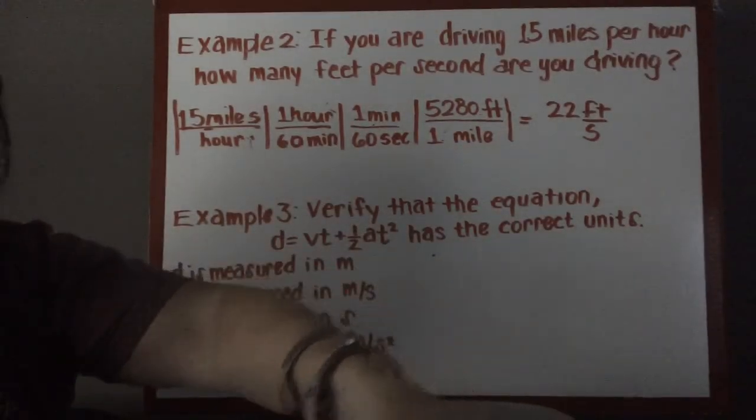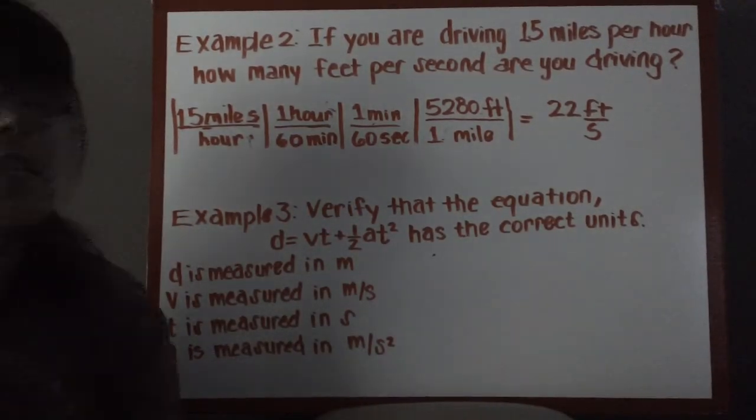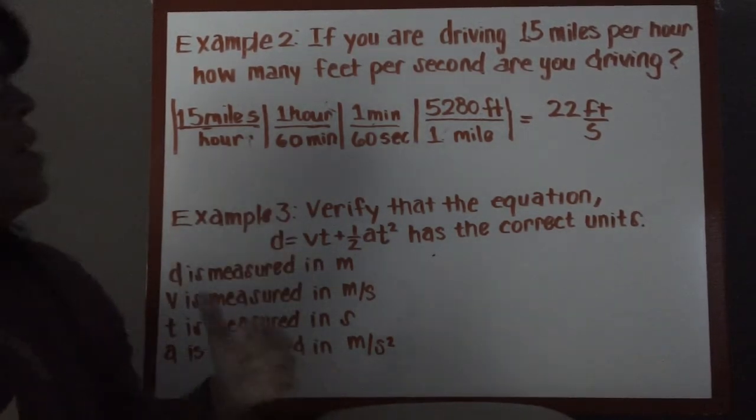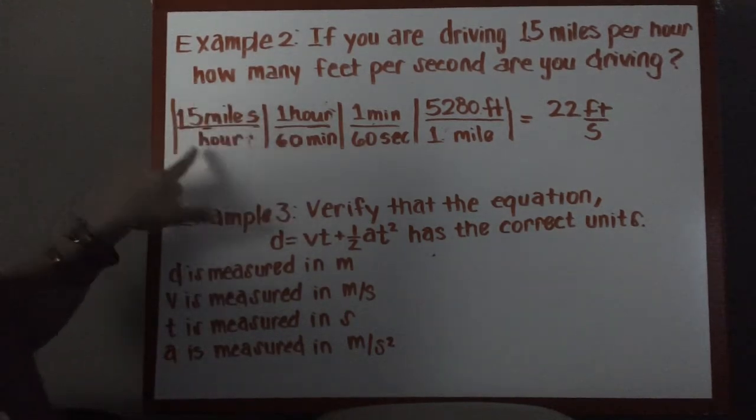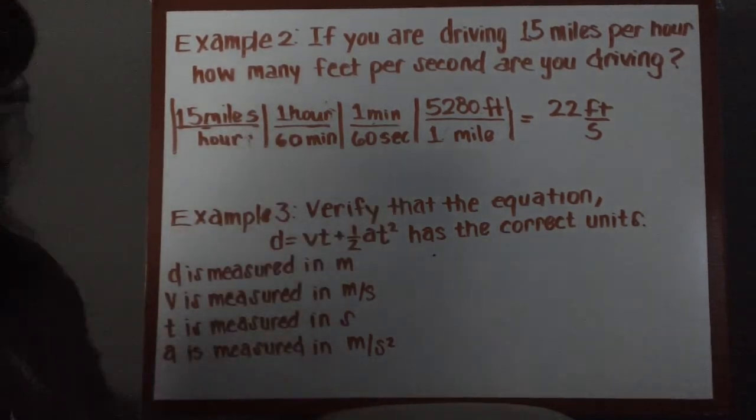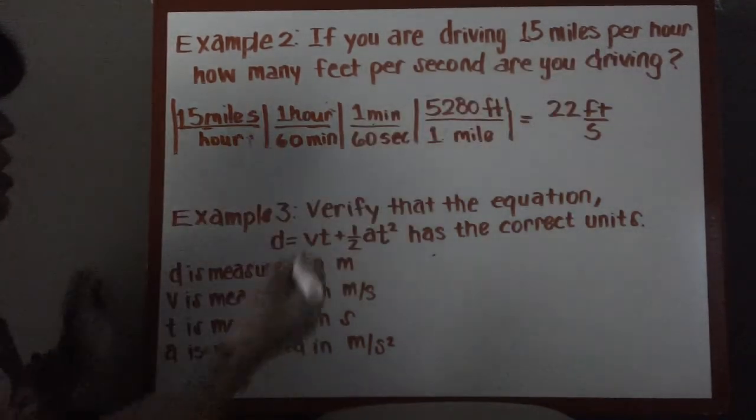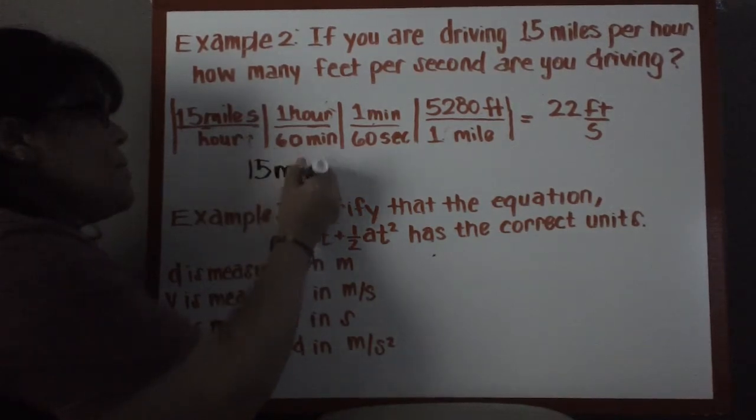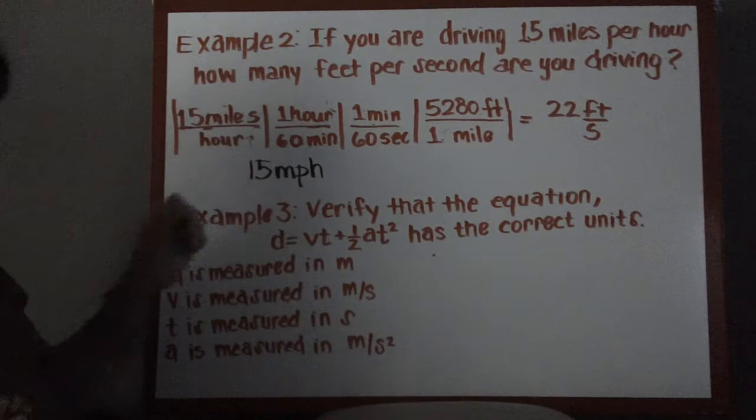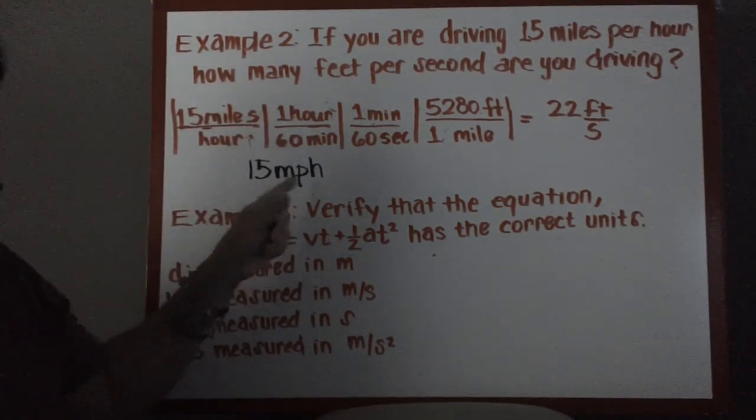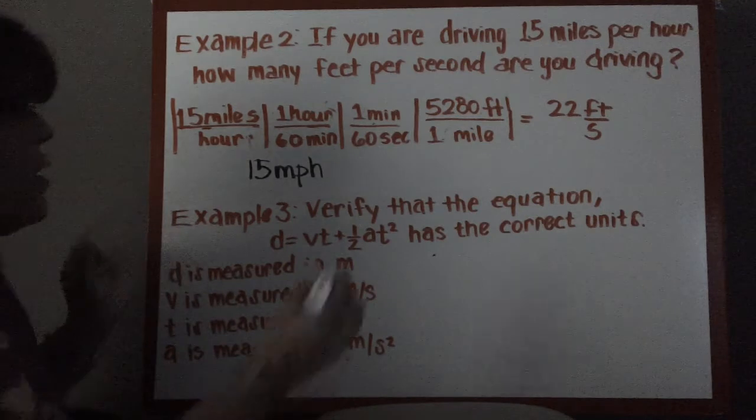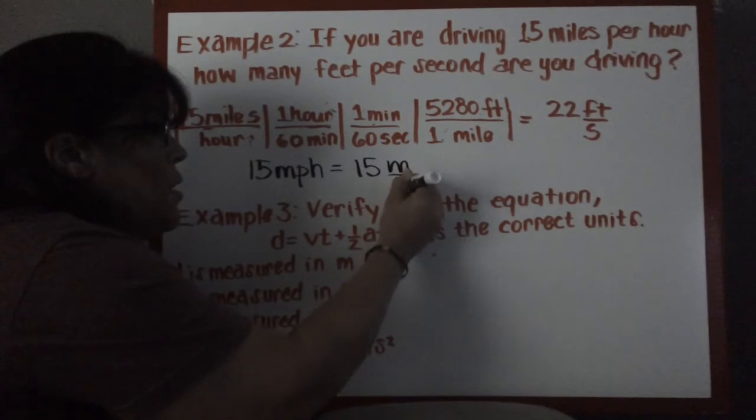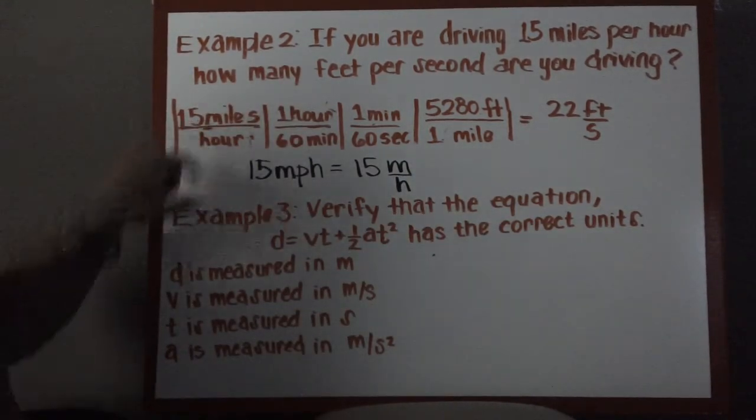Okay, here's a little bit more of a complex problem. If you're driving 15 miles per hour, we want to find out how many feet per second you are driving. So we're going to start off with 15 miles per hour. One of the things I want to emphasize is that when we talk about miles per hour, sometimes you'll see it written this way too, 15 mph. This is probably something familiar on the side of the road, your speed limit sign, mph. The P stands for per, and really it's miles per hour. So just like here, it's really a division.